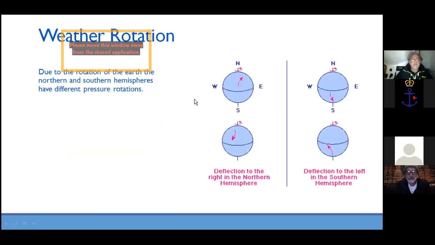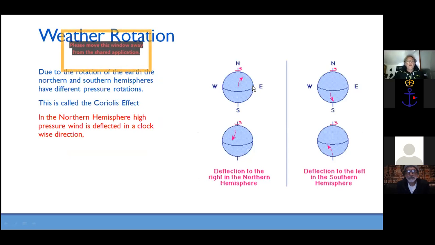Okay, now due to the rotation of the Earth, the pressures turn in different ways around the world. This is called the Coriolis effect. It's just the way the Earth spins. In the Northern Hemisphere, a high pressure will turn clockwise, whereas in the Southern Hemisphere, it will turn anti-clockwise. Basically, there's the widest point of the Earth, and it's going to turn faster at the widest point.